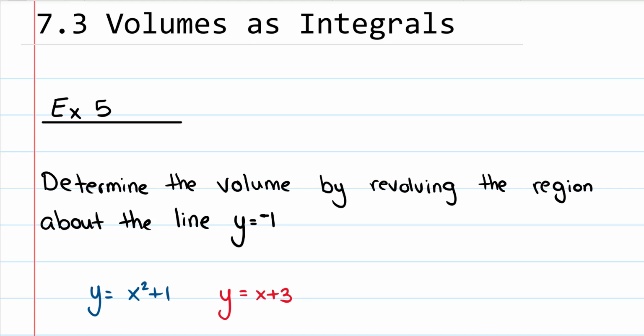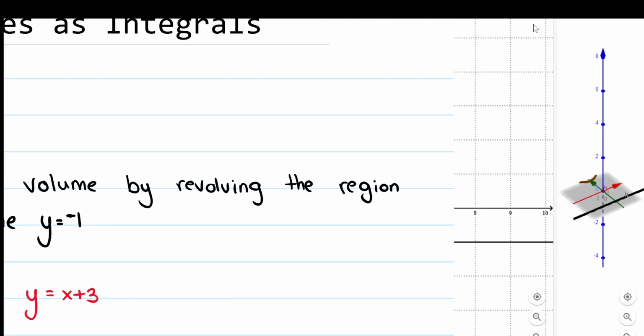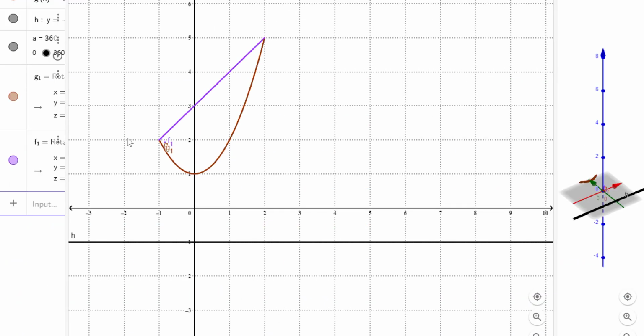So the first step you have to do in this problem is graph it. If we graph this function, we see that we get the line y equals x plus 3 right here, and the curve x squared plus 1 here. And you can see the intersection points are -1 and 2. So what we want to do is revolve this region about this line right here.